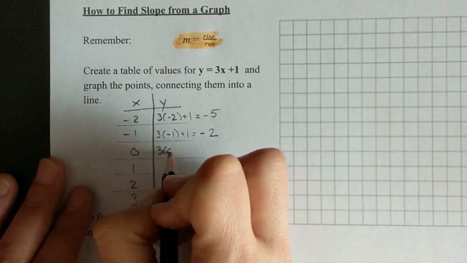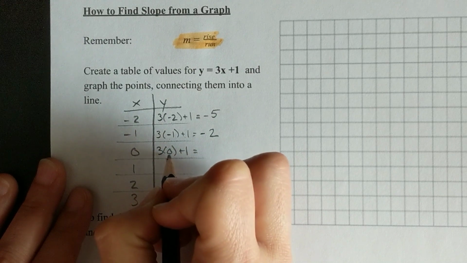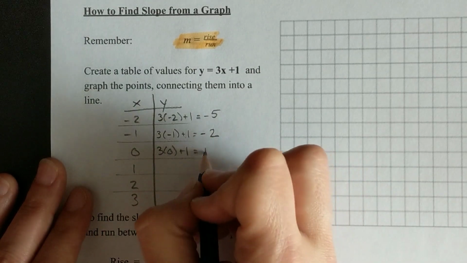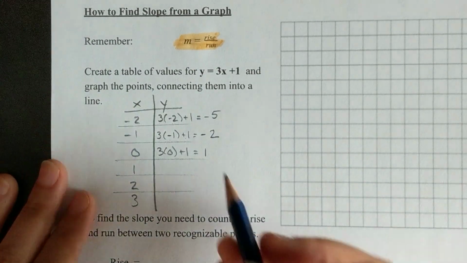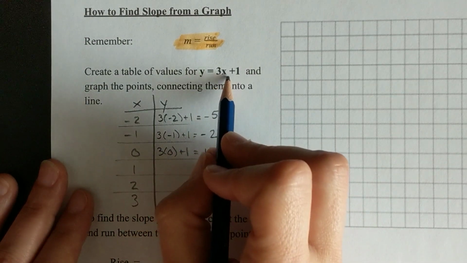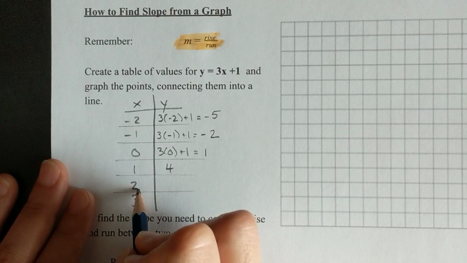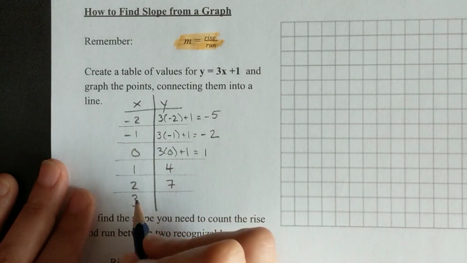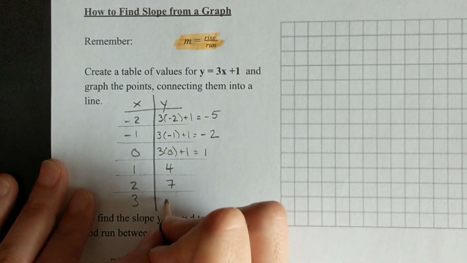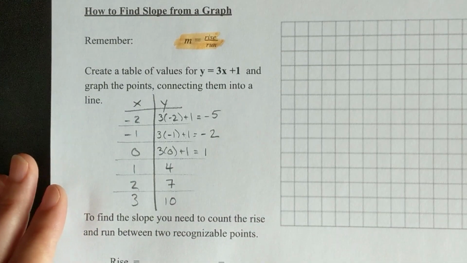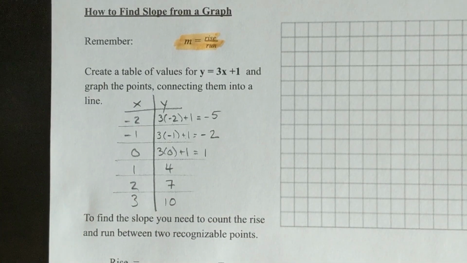Then you're going to plug the 0 in. 3 times 0 is 0, 0 plus 1 is now +1. We're going to keep doing that. I'm going to sub the 1 in. 3 times 1 is 3, plus 1 is 4. 3 times 2 is 6, plus 1 is 7. And 3 times 3 is 9, plus 1 is 10. And those are all the points that are going to go on our grid.